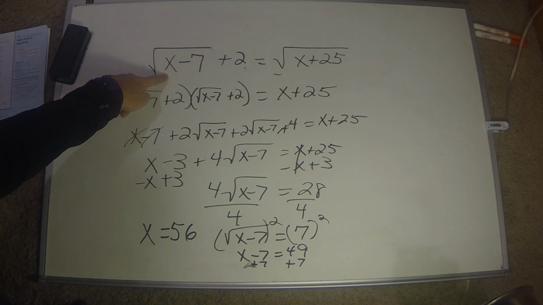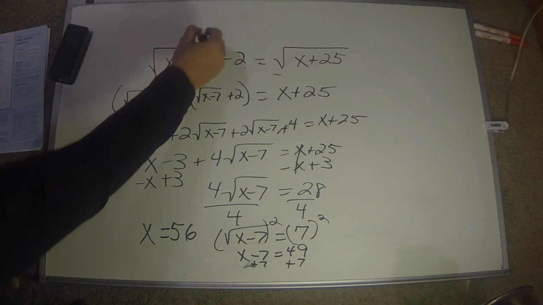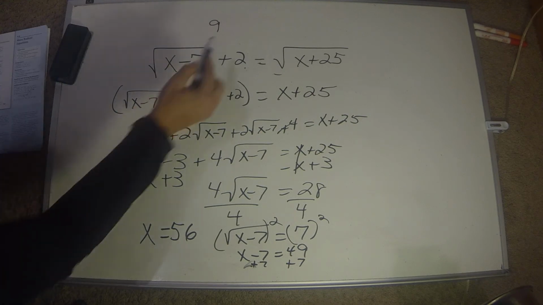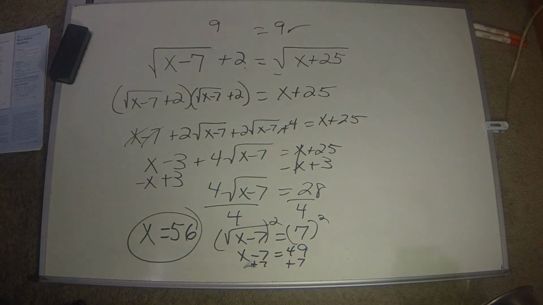So we'll say 56 minus 7, which is 49. The square root of 49 is 7. 7 plus 2 is 9. And then on the right side, 56 plus 25 is 81. The square root of 81 is 9. So that means that x equals 56 is our answer because we put it back into the original equation and both sides equaled each other.